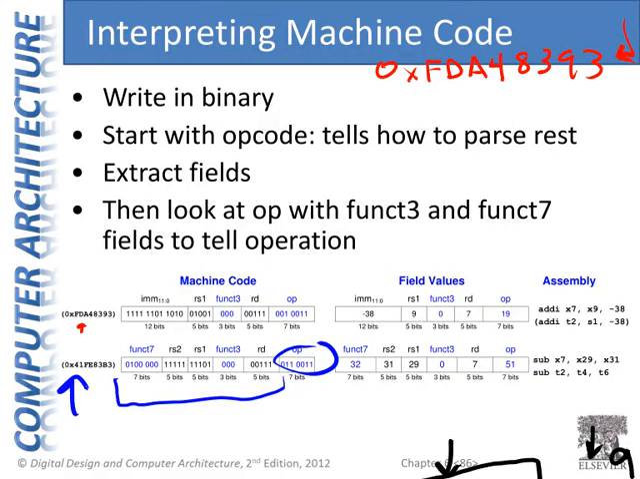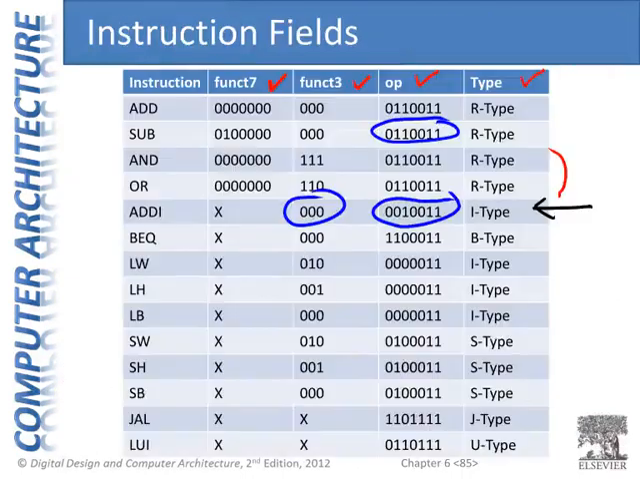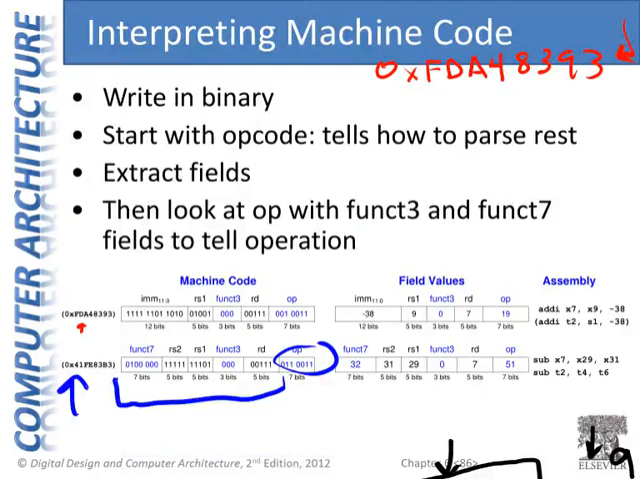figure out what RD is, and then I can look at the function 3 bits, which are all 0, and the function 7 bits, which are 0100000. And so now I go back to my table. They're all 0, so it could be either of these two, but function 7 had 0100000. Okay, so now I know it's a subtract, and now I can figure out the rest of the fields. I know I can parse out what RD is, RS1, RS2.